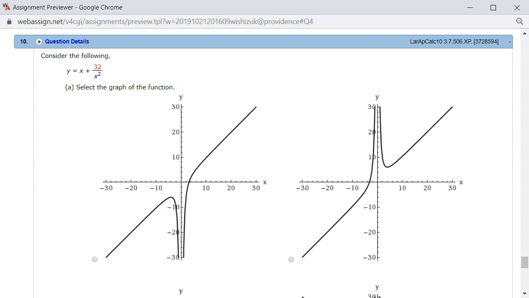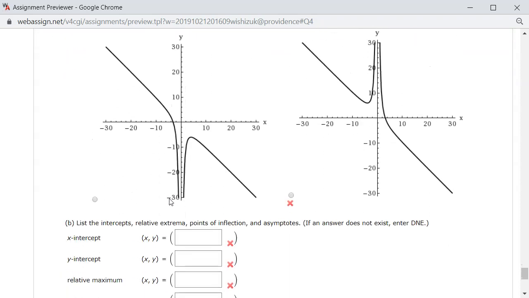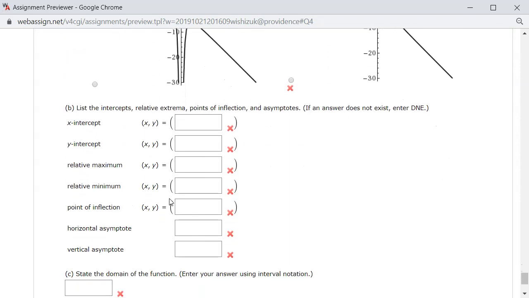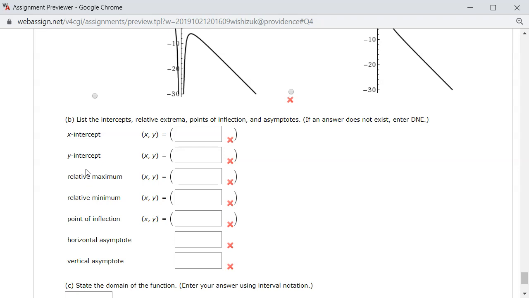All right, let's look at homework 3.7, problem number 10. Let's sketch the graph. Before we sketch the graph, we should find all these other things first, right? Let's find the x-intercept and also the y-intercept. So let's find the x-intercept.